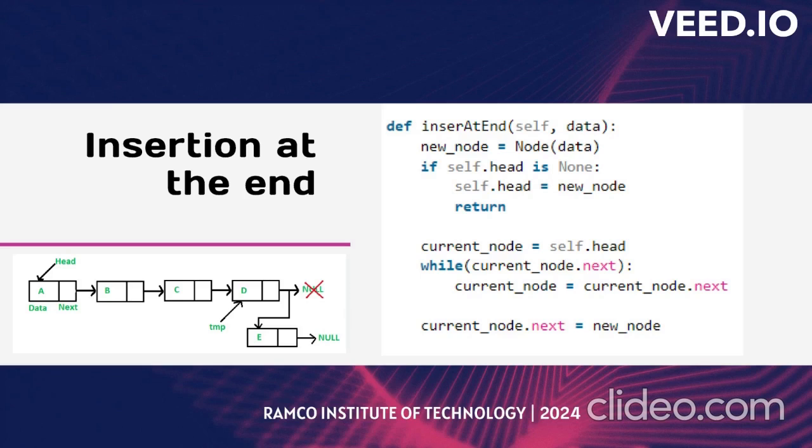See here, first the current node will have a value, so it will check a.next. Next will have B's address, so it is not none, the loop will be executed, so up to D, while checking D.next. D is the last element, right? So the next value will be none, so it will come out of the loop, and here we are linking the new element to this current node.